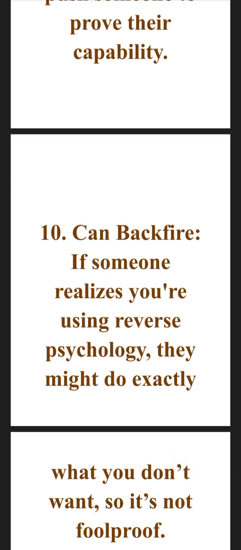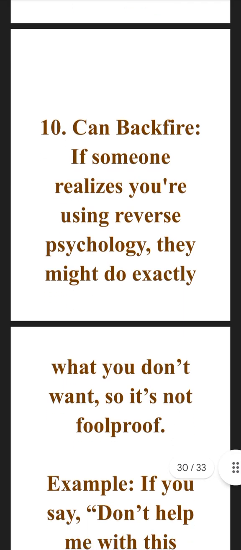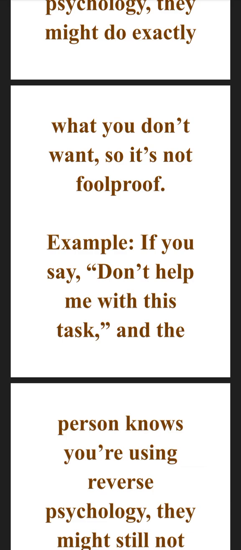Now, the last point is it can backfire sometimes. If someone realizes you are using reverse psychology, if they understand your trick, then they might do exactly what you don't want. So it is not foolproof. For example, if someone's observation, maturity or intelligence level is very high, they can understand your trick and your psychology, and would not be trapped into what you want them to do.